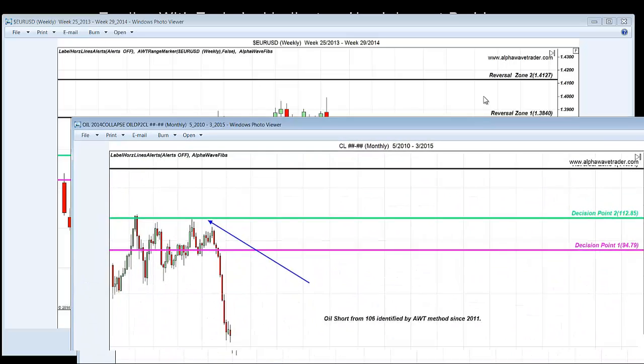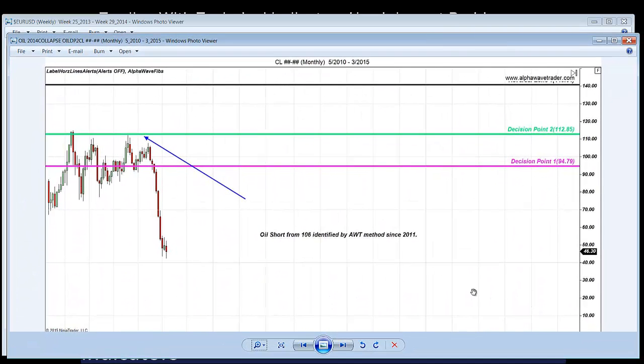Take a look on oil. Oil collapsed completely from this area. Short on oil from 108. Once oil broke through 94.79, everything goes out the window. This was the end of the minor trend on oil.